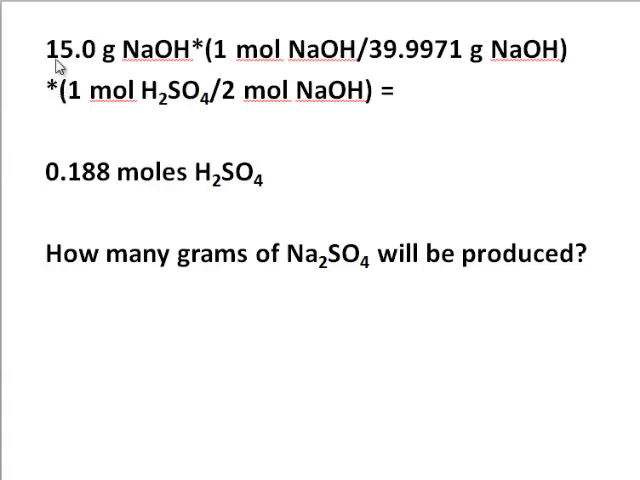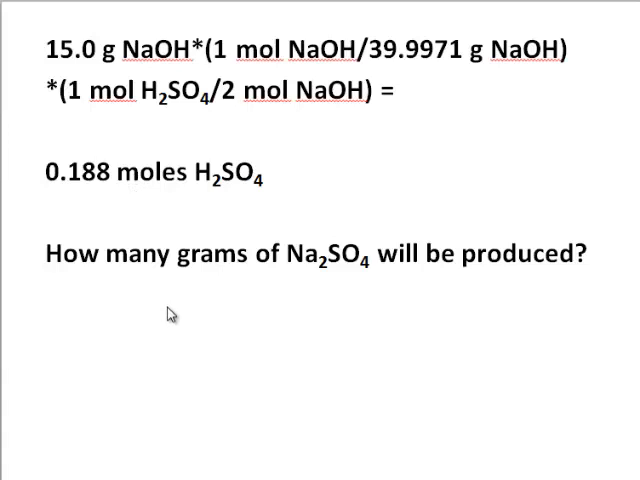So again, Step 1, grams of sodium hydroxide are converted to moles. Step 2, moles of sodium hydroxide is converted to moles of H2SO4 using the balanced chemical equation. At this point we stop because the question is about moles of H2SO4, and the solution is 0.188.